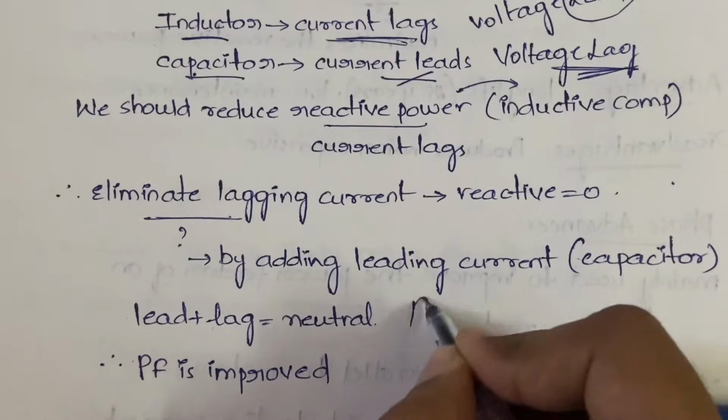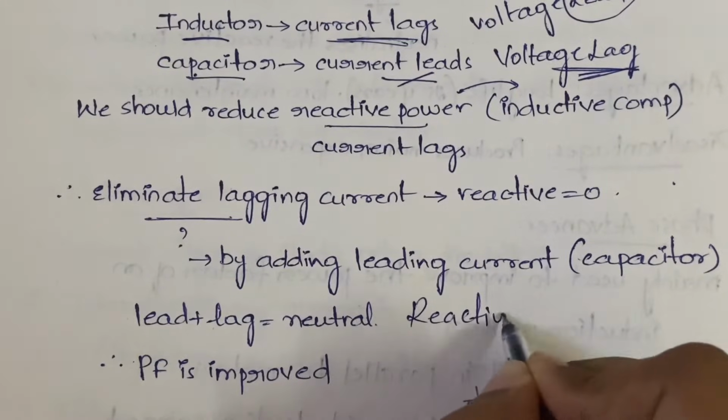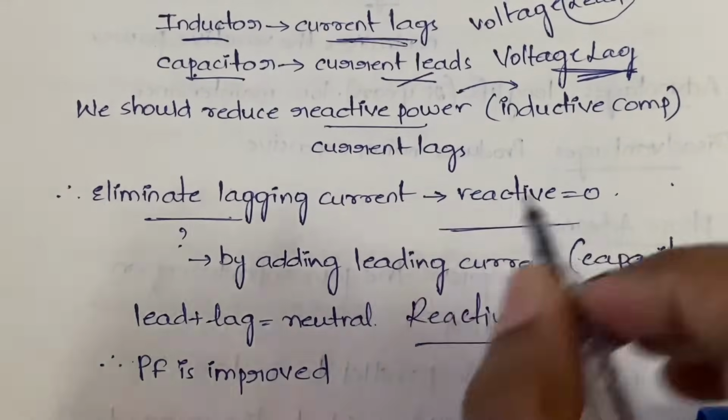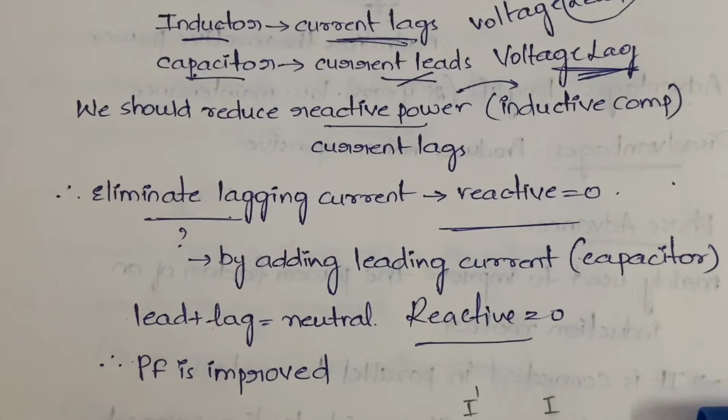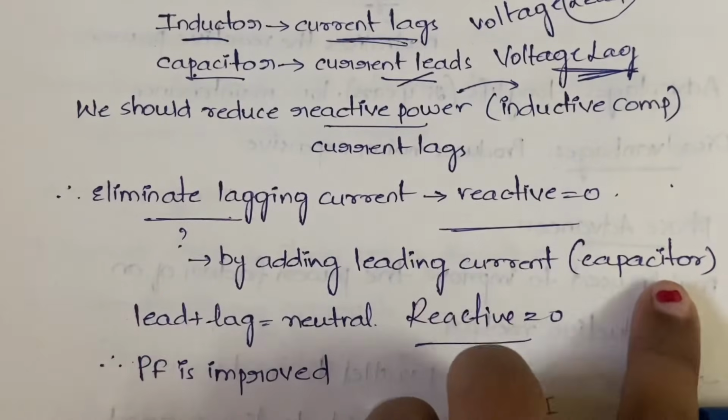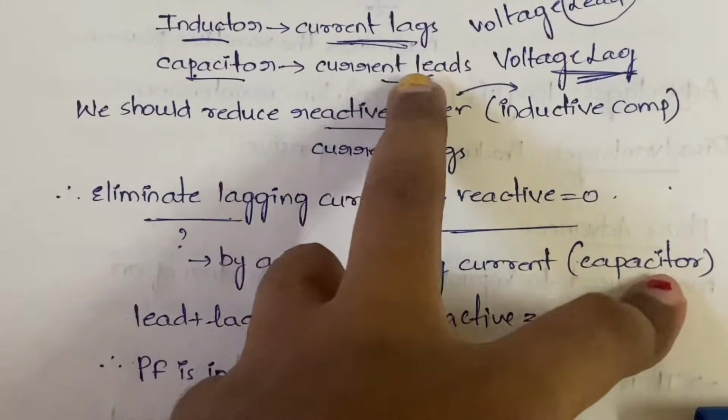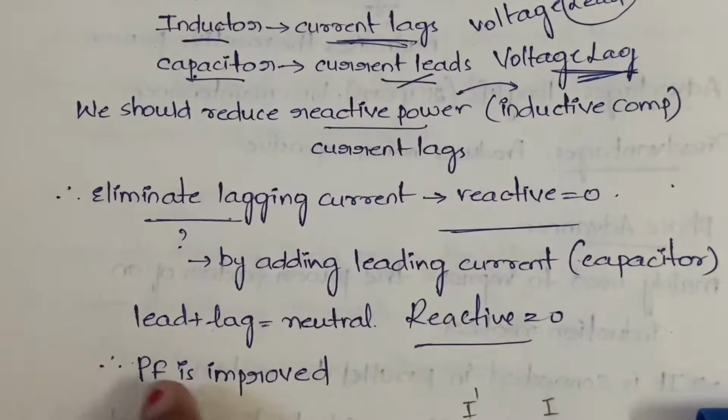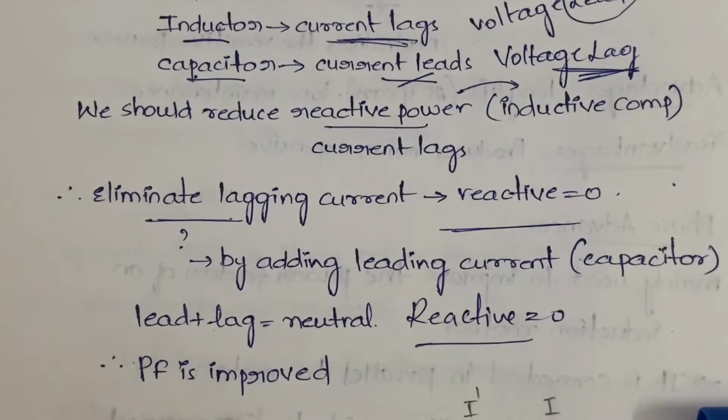That is, the reactive power will become 0. See, I have written here, the reactive power will become 0 if you are eliminating the lagging current. How to eliminate this lagging current? By using the capacitor. Why? Because the capacitor is producing the leading current. So lag plus lead will become neutral, so the power factor will improve.